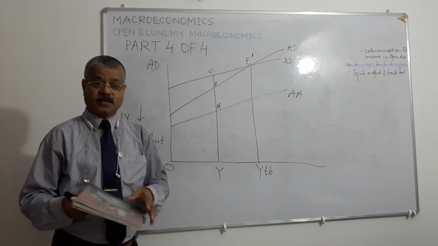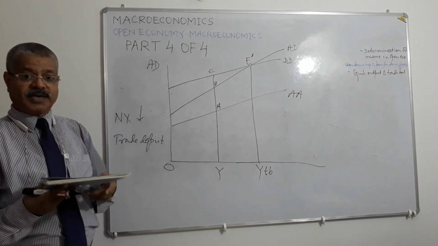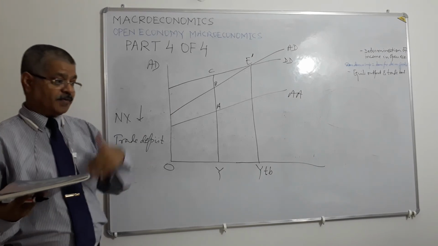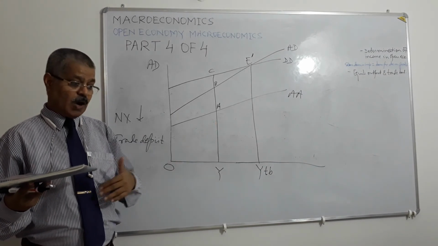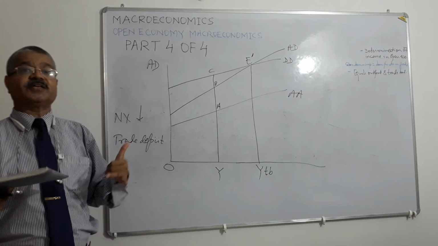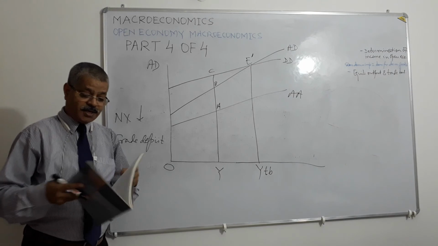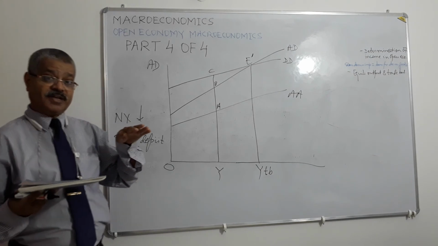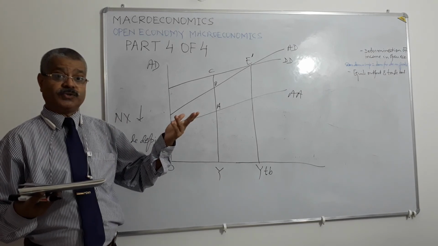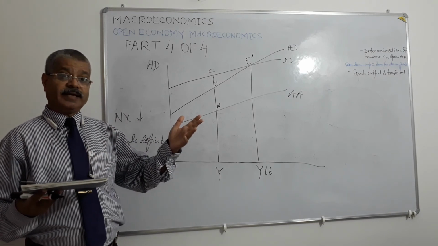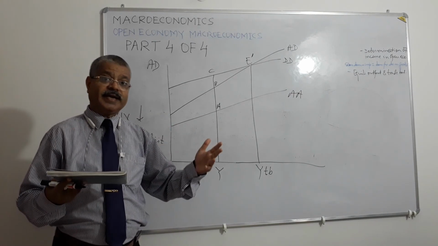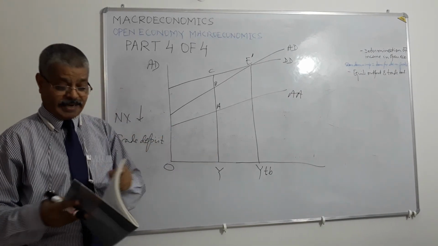Change in price. If prices increase in foreign countries, then our goods become cheaper, our exports will increase, our output will increase, our income will increase, our trade surplus will increase. If prices decline in foreign countries, then our goods become costlier as compared to their goods. So our exports will decline, our output will decline, our income will decline, and our trade surplus will decline.